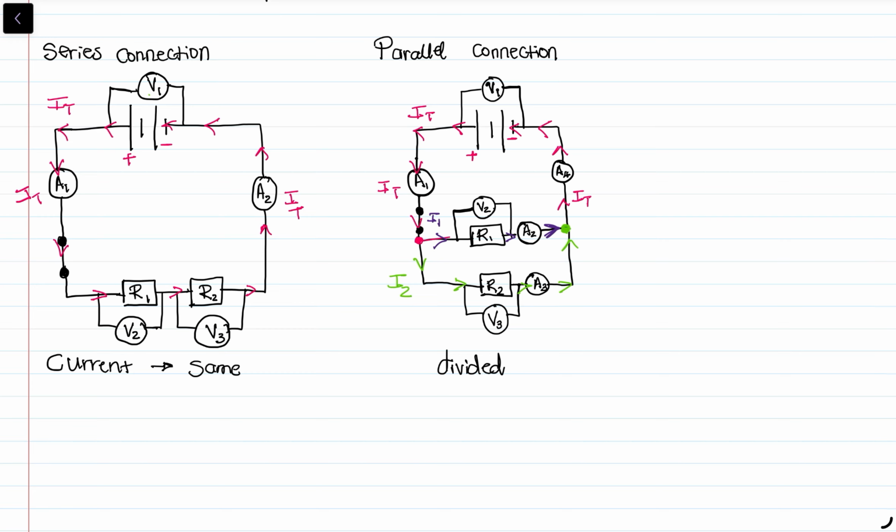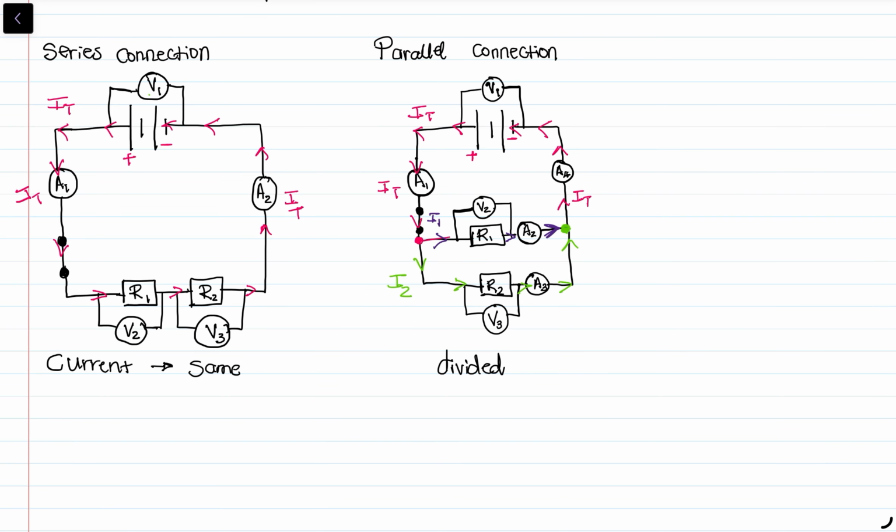It means that the reading that you're gonna get for V1 is the energy provided by the battery. And then if you go to R1 and R2, R1 is the energy that's going to be used up by resistor 1, and R2 is the energy that's going to be used up by resistor number 2. So what happens is that the total energy is provided by the battery.